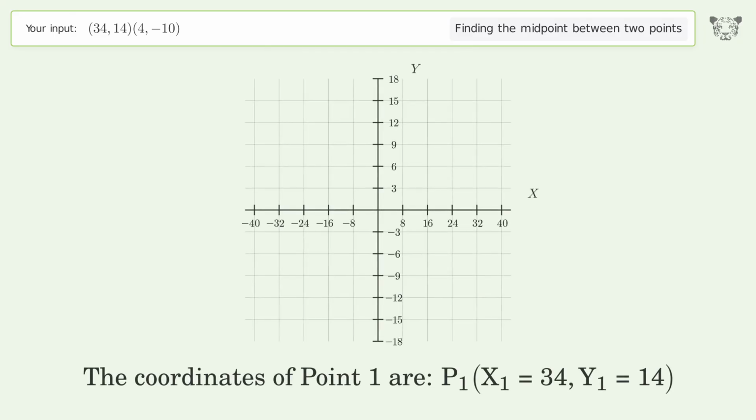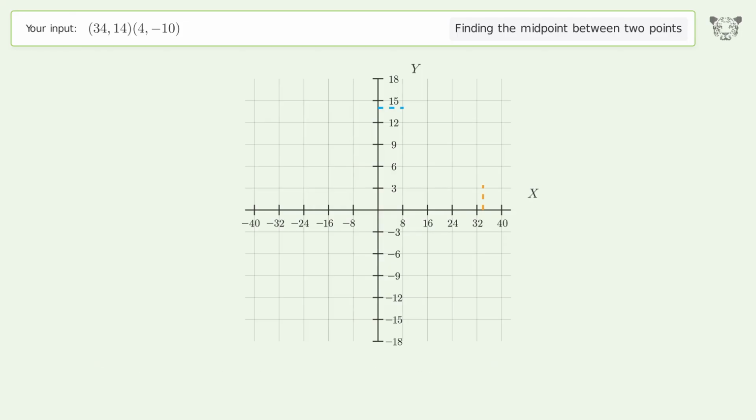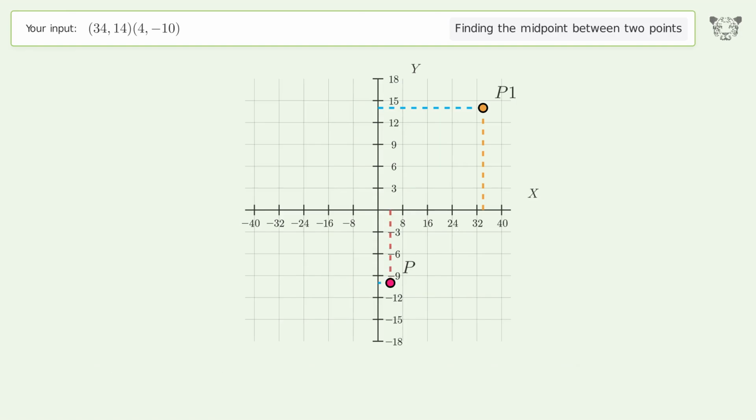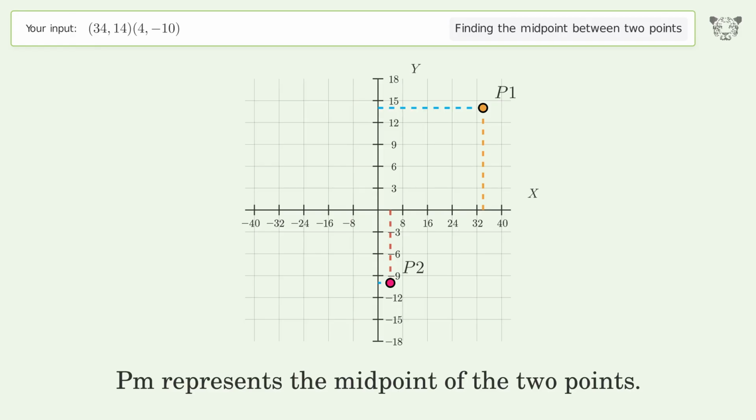The coordinates of point 1 are x1 equals 34, y1 equals 14. The coordinates of point 2 are x2 equals 4, y2 equals -10. PM represents the midpoint of the 2 points.